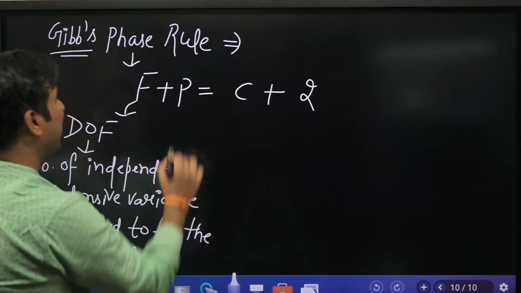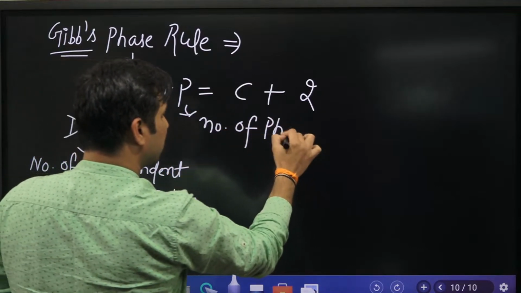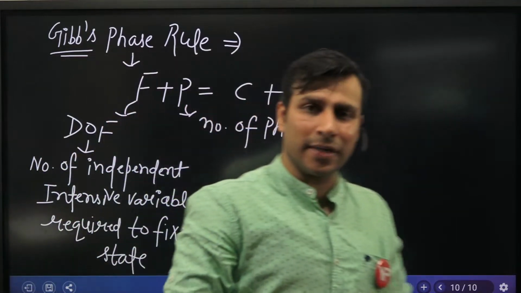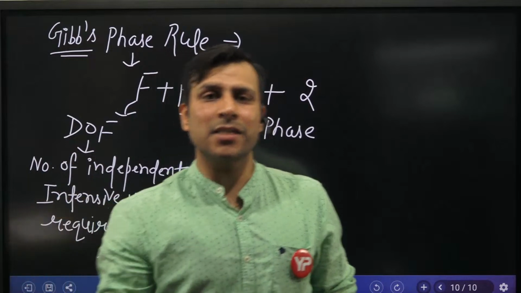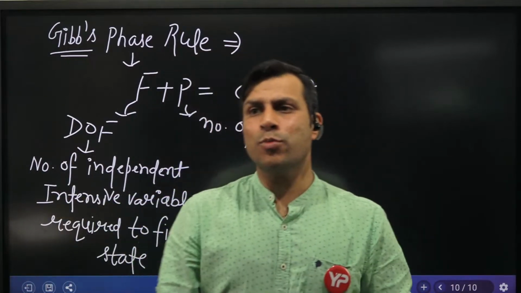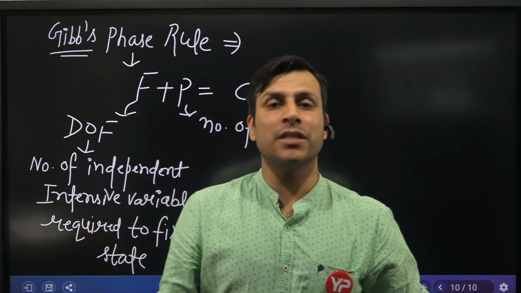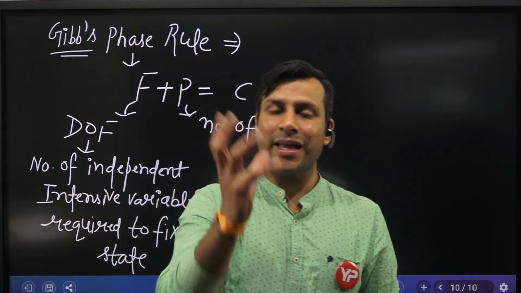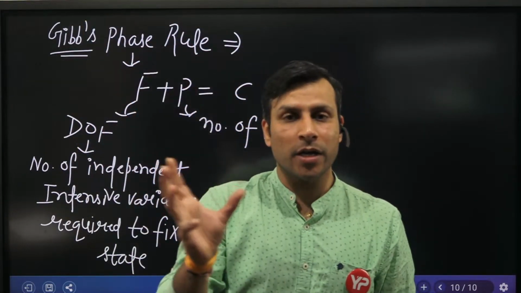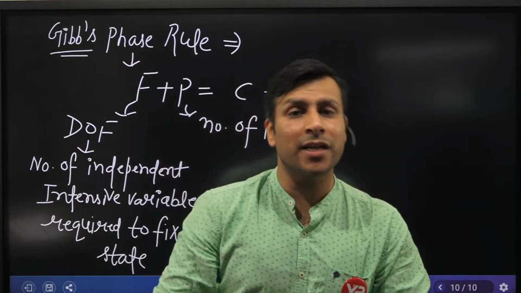Now what does P mean here? Number of phases. Suppose you have some matter, it can exist in different phases. The constituent particles can exist in different phases. Generally we consider three phases: solid, liquid, or gas. Suppose you consider air in this room and want to find the DOF for air. How many phases do you have? Only one phase, because air exists in the gaseous phase only.